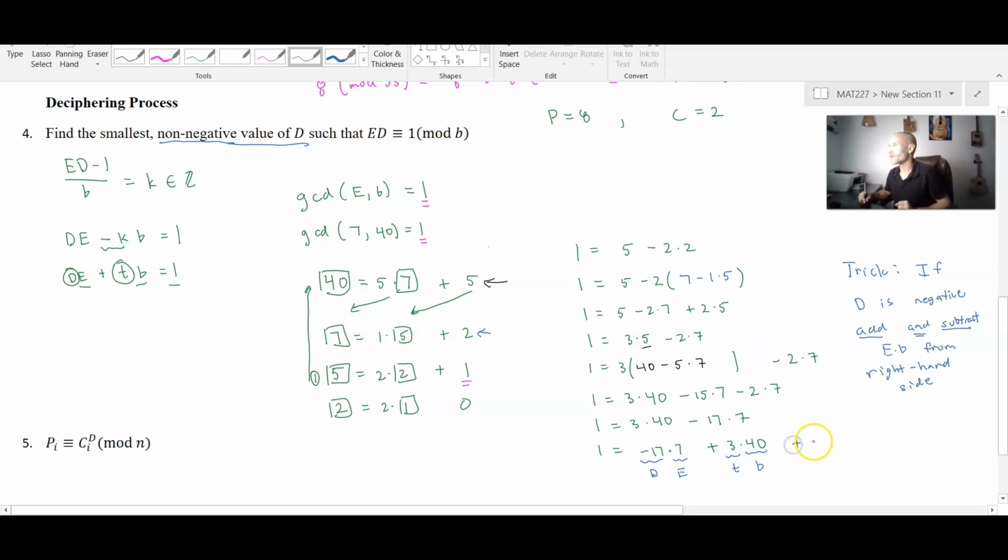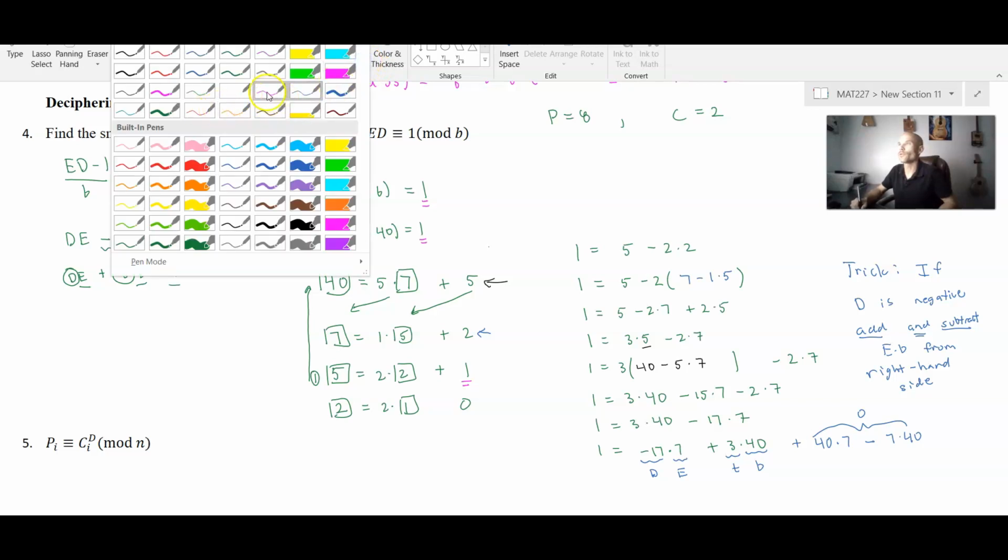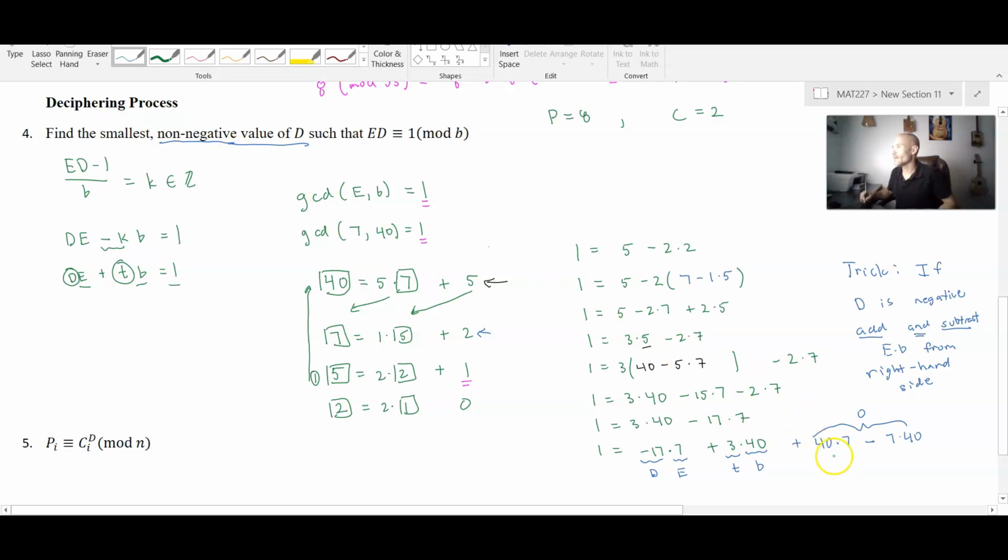So I'm going to add 40 times 7. This is B times E, but 7 times 40 and 40 times 7 are the same. And I'm going to also subtract that, but I'm going to subtract it as 7 times 40. So you can see that this difference right here is 0. How could it possibly help me make D positive by adding 0? Well, if we look at like terms, and this is just sort of a cool little number theory trick, we see that we have 40 sevens here, and then we have negative 17 sevens here, then really we have 23 sevens. And also, if we have 3 40s here, and then we have negative 7 40s here, then that just means we have negative 4 40s.